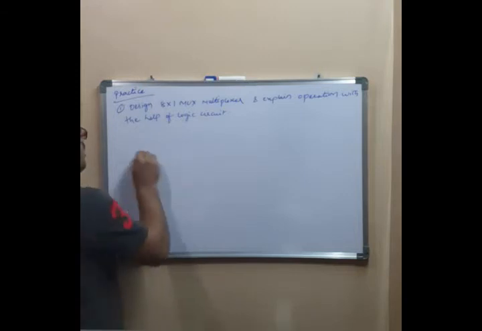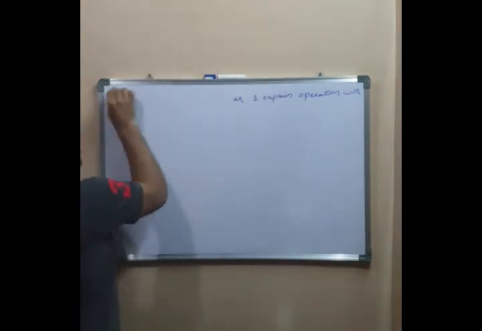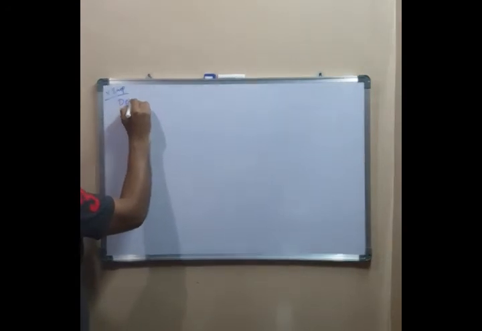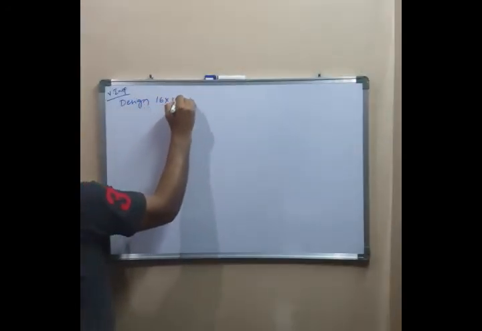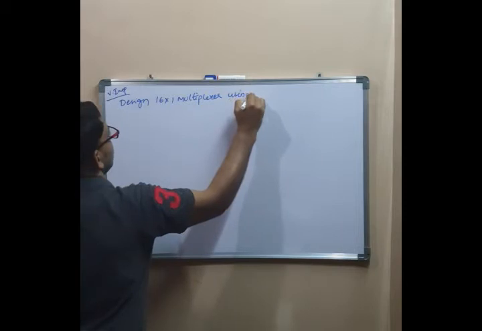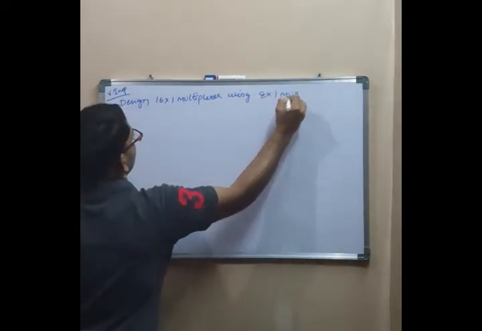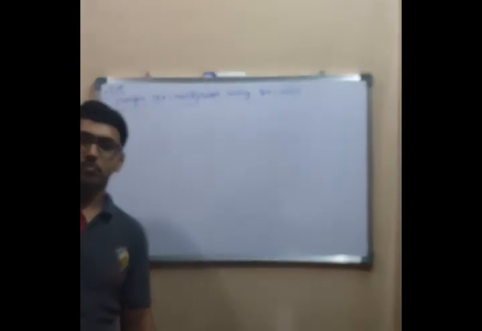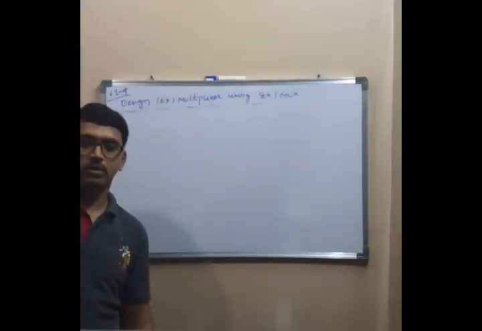Right? Now let us see an important topic, logic questions. How will questions be asked in case of multiplexers in your exams? Very important. Design a 16:1 multiplexer using 8:1 mux. So this is a logic question. We have to design a 16:1 multiplexer by using 8 input multiplexers, right?